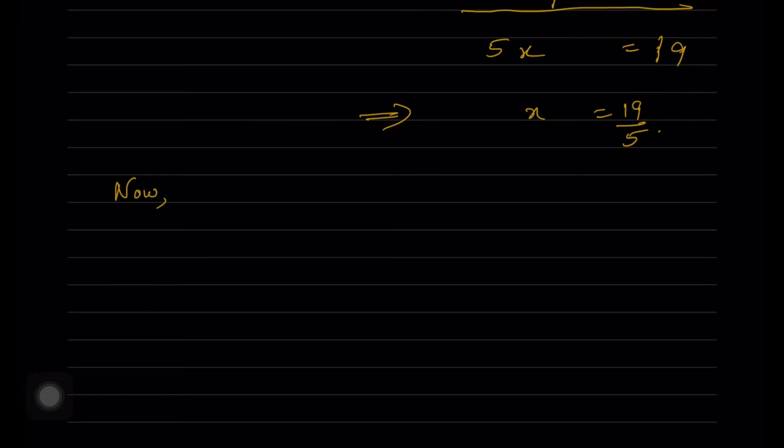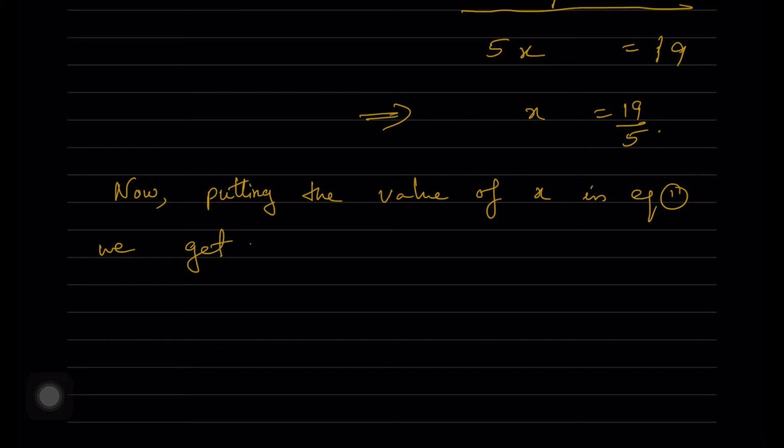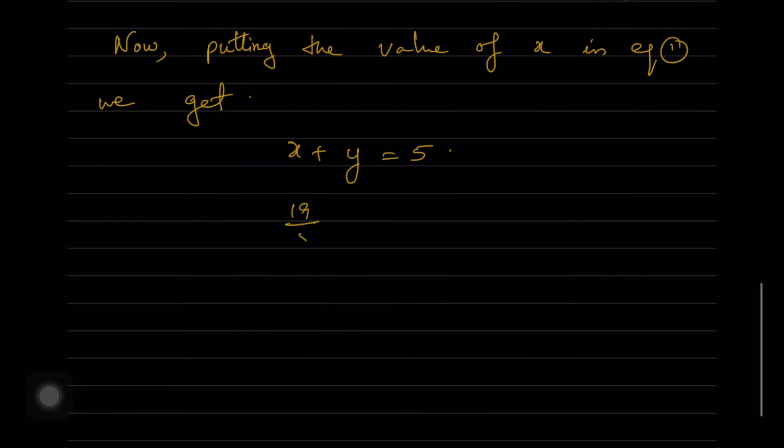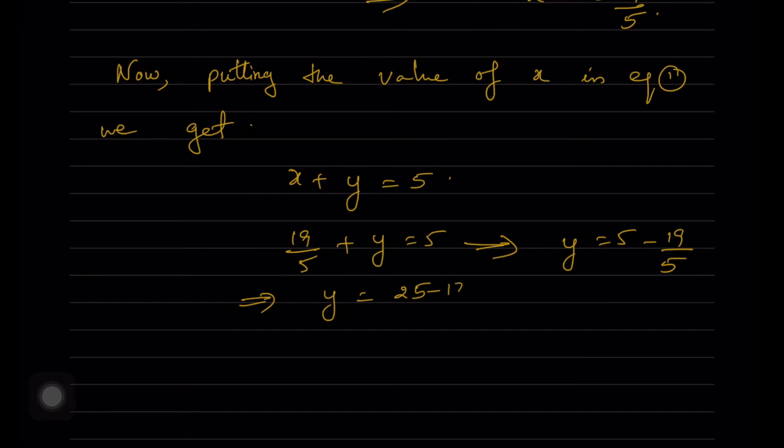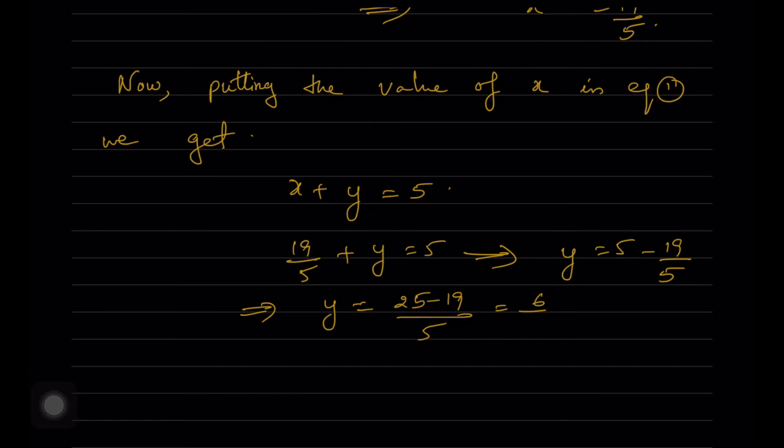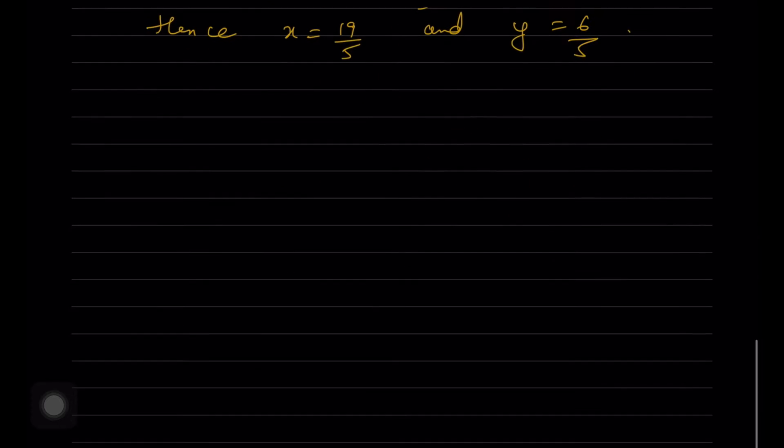Now putting this value of x is equal to 19 by 5 in the first equation, x plus y is equal to 5, we get y is equal to 5 minus 19 by 5, which is nothing but (25 minus 19) by 5, which is equal to 6 by 5. So you are having here x is equal to 19 by 5 and y is equal to 6 by 5 as the solution of the given linear equations.